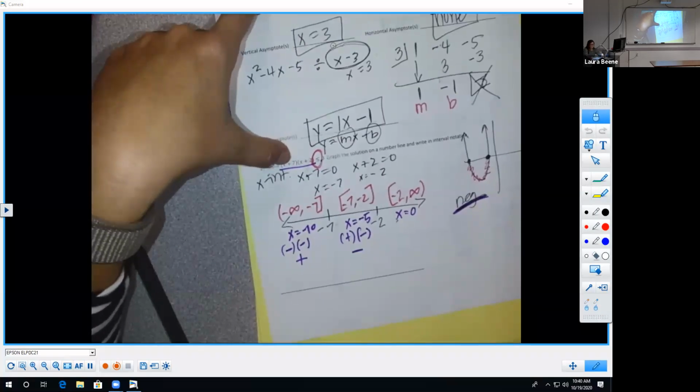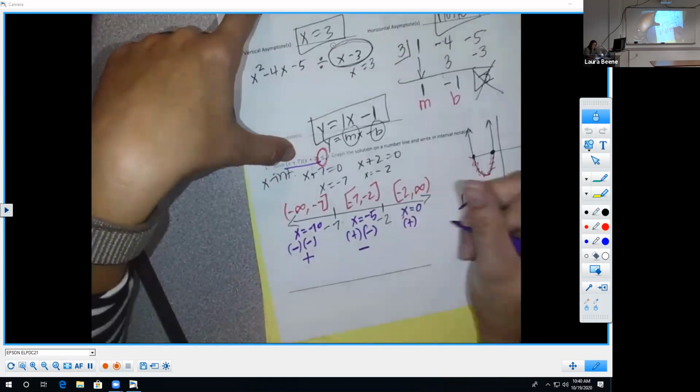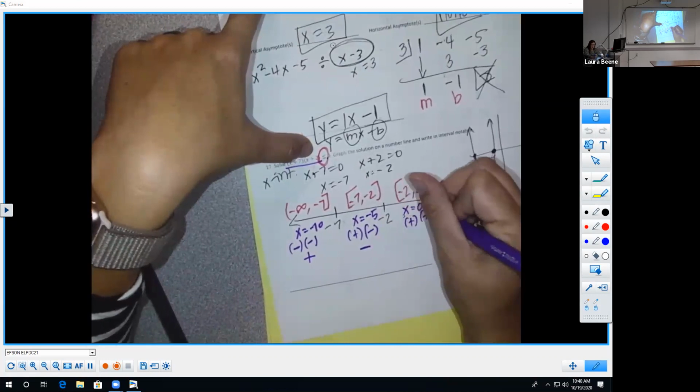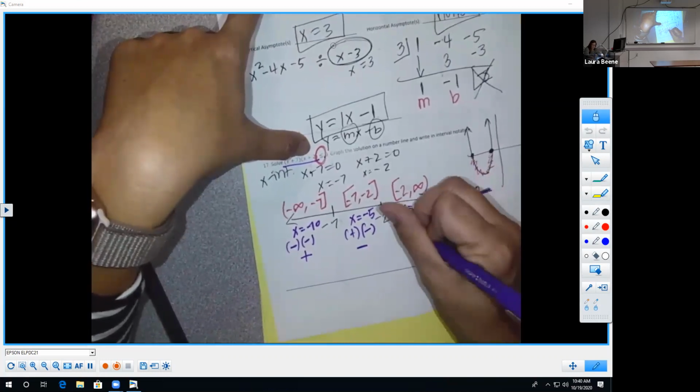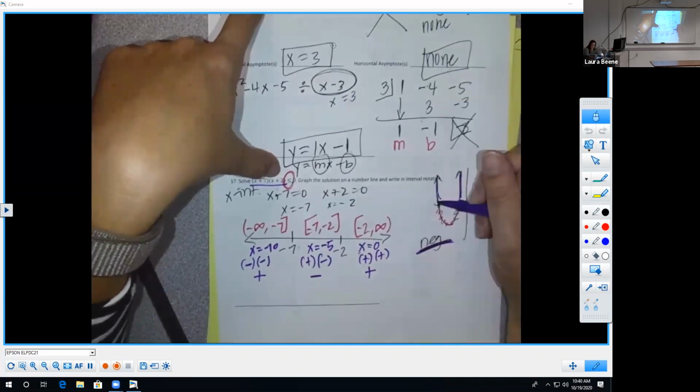When I plug in 0, 0 plus 7, is that a positive or a negative number? Positive. When I plug in 0 plus 2, a positive. What's a positive times positive? Positive. That's this piece over here, right? Those are the two positives. This is the negative down underneath it.